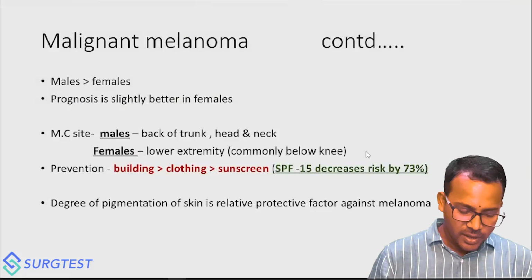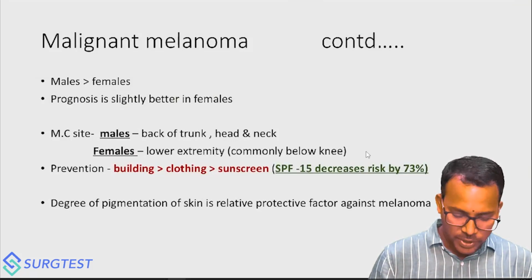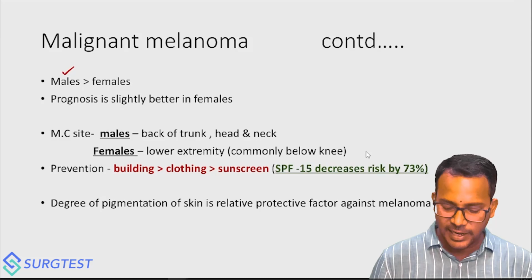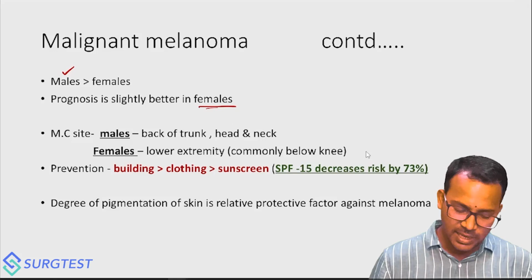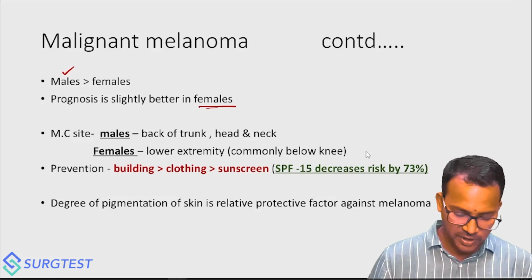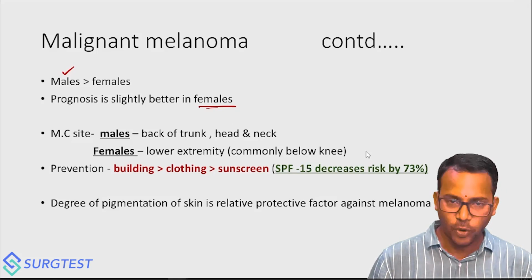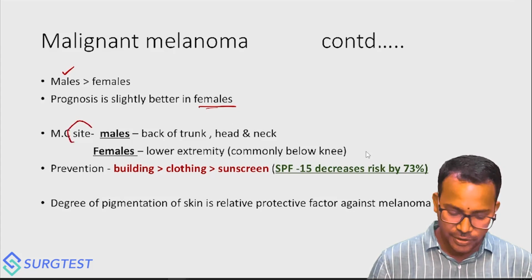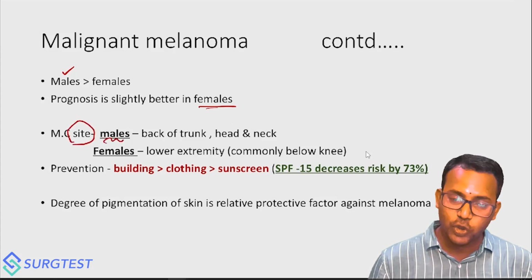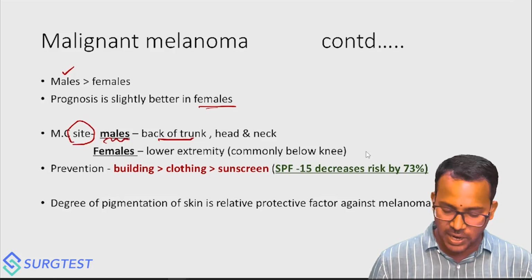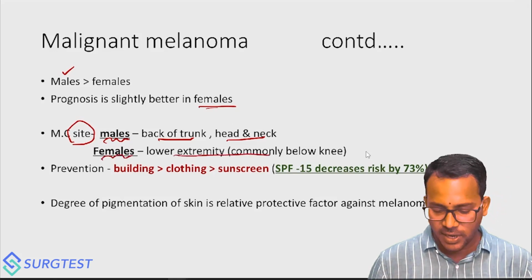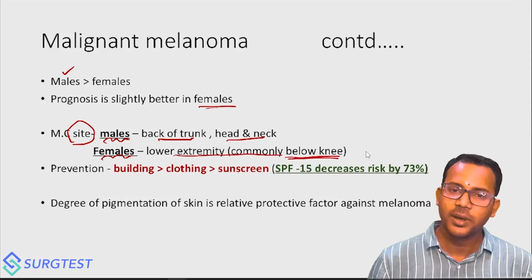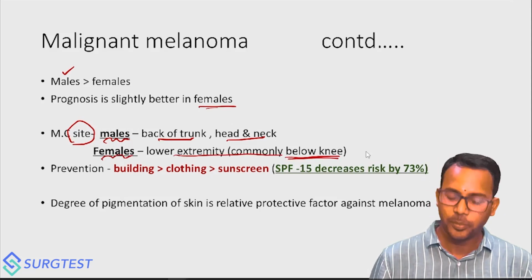You see, malignant melanoma is common in males, and the prognosis is slightly better in females, understandably, because the incidence is less in females, and the prognosis is usually better in females. However, the important point that you have to remember is regarding the site. In males, the most common site is the back of the trunk and head and neck, whereas in females it is the lower extremity, and that too more commonly below the knee.